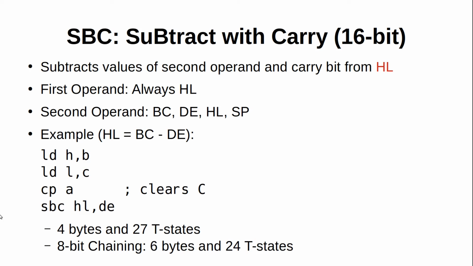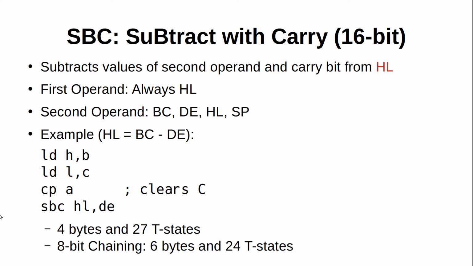Like with the 16-bit add, we need to first copy both bytes of BC to HL. But then we need to make sure that the carry bit is clear, as we have to use SBC for the 16-bit subtraction. One of the easiest ways to clear C is to simply do a compare of A to itself. Since CP does an internal subtraction, the carry flag is cleared as expected when the value of A is subtracted from itself. Now we can just do the SBC with HL and DE, and we're done.